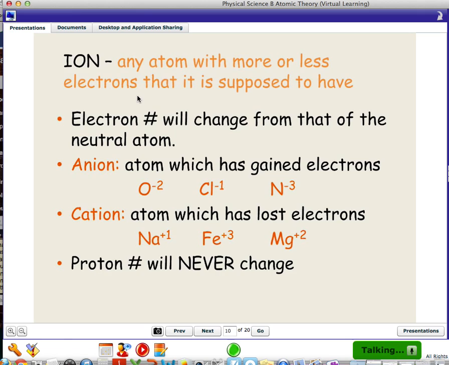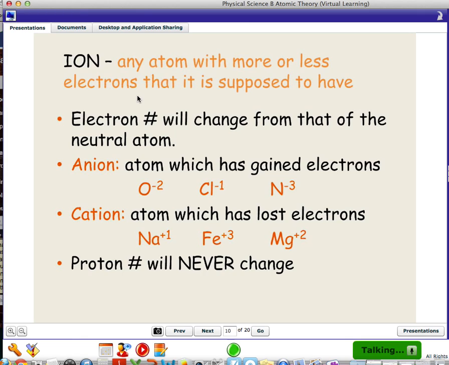So we can't change the number of protons, right? Because if we change the number of protons, we are changing the element. So what will happen is our electron number will change sometimes. And if our electron number changes, it will change the neutral atom into an ion. We have 2 types of ions.